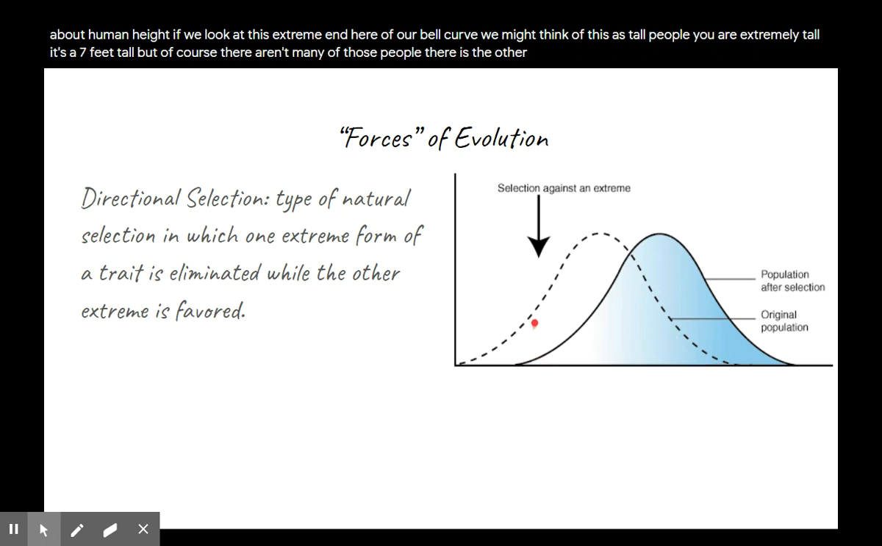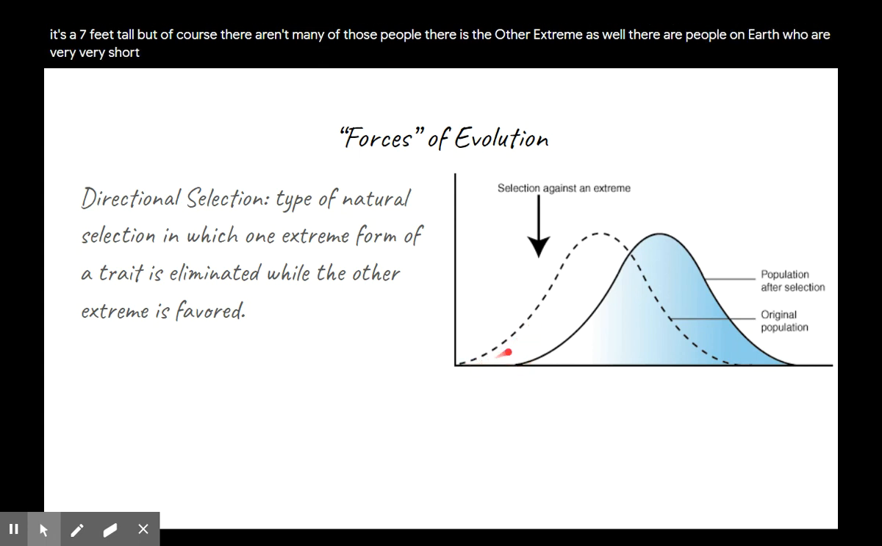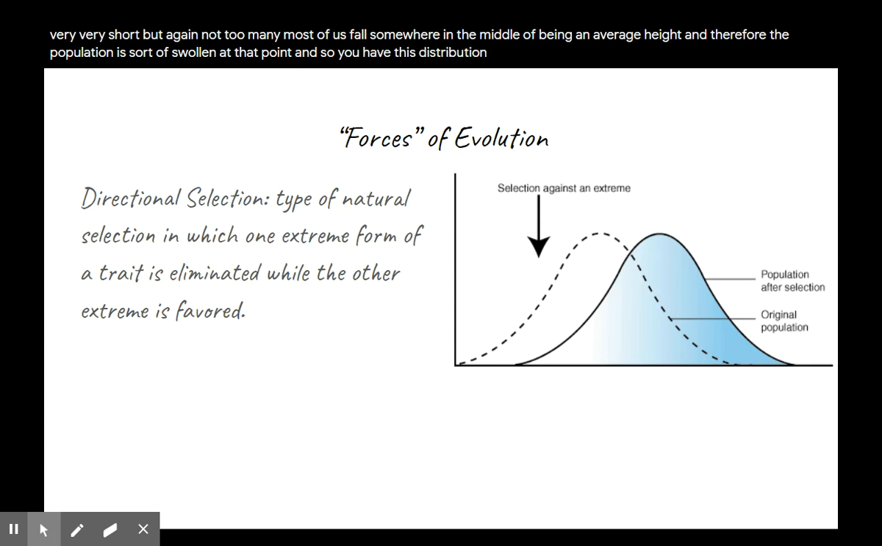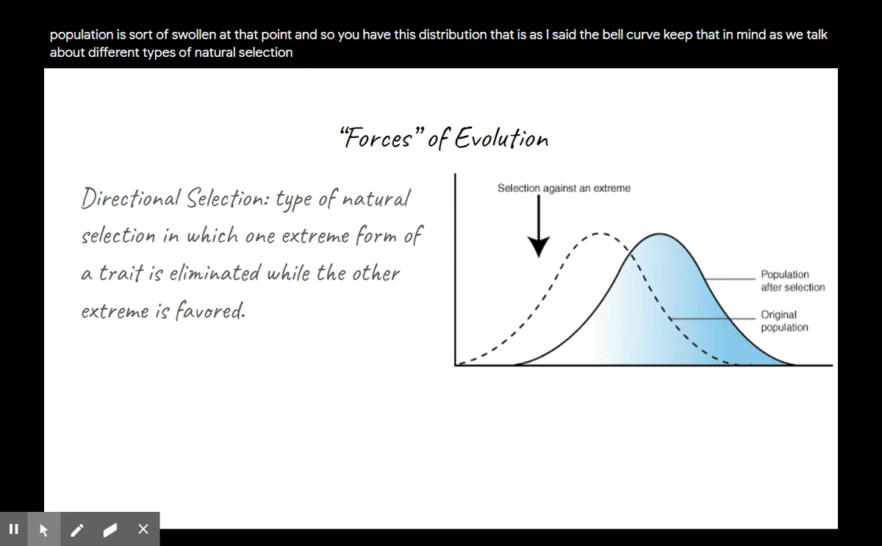There is the other extreme as well. There are people on Earth who are very, very short, but again, not too many. Most of us fall somewhere in the middle of being an average height, and therefore the population is sort of swollen at that point. And so you have this distribution that is, as I said, the bell curve. Keep that in mind as we talk about different types of natural selection today, because it will continue to apply.